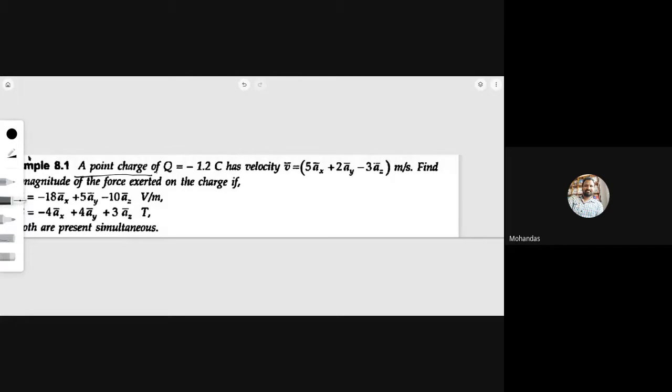A point charge Q equal to minus 1.2 coulombs has a velocity V equal to 5ax plus 2ay minus 3az meter per second. Find the magnitude of the force exerted on the charge if E equal to minus 18ax plus 5ay minus 10az volt per meter, and magnetic field B equal to minus 4ax plus 4ay plus 3az Tesla, and C, if the moving charge is present in both the fields, electric field and magnetic field.